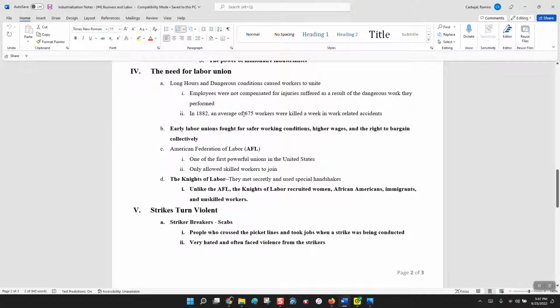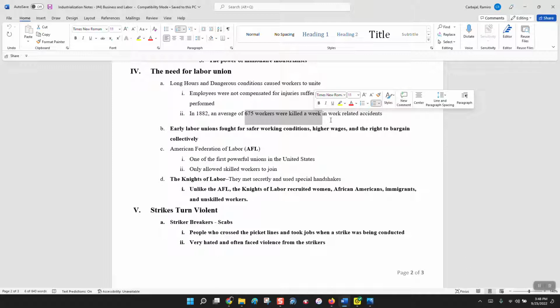In 1882, an average of 675 workers were killed every week. That basically means 100 people every day went to work across the country and didn't come home because they died at work. 100. That's a huge number every single day. And why? Because nobody cared.